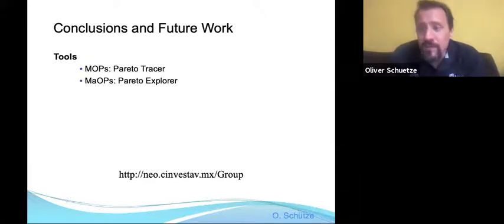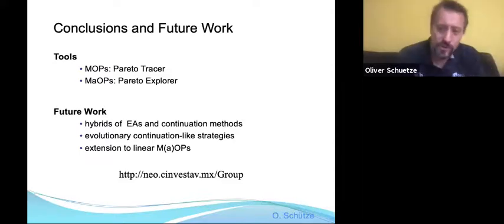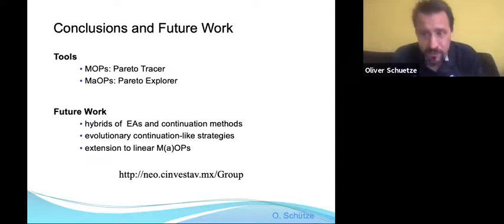Let me conclude. I presented 2 methods, the Pareto Tracer and the Pareto Explorer, for multi and many objective optimization problems. I have only presented the details, the underlying idea. Much more you can find in the webpage of my group. And we were doing much more, but the underlying idea will be always the same. Take a point, move in a certain direction. And we think this works in particular for many objective optimization problems.